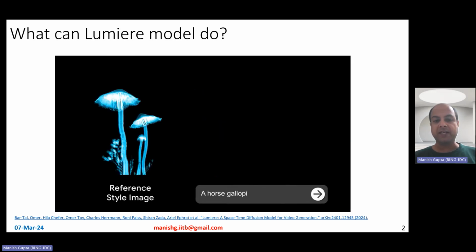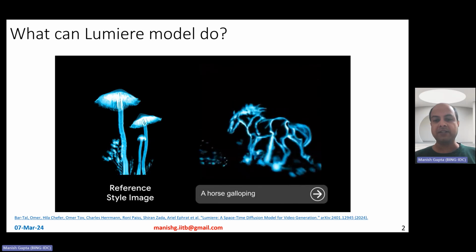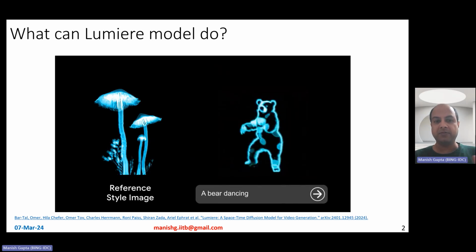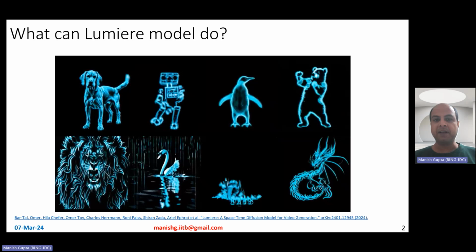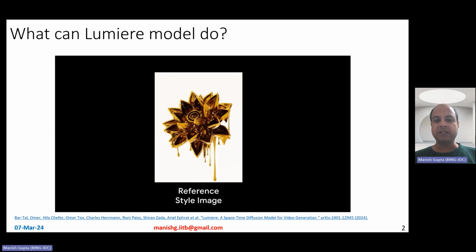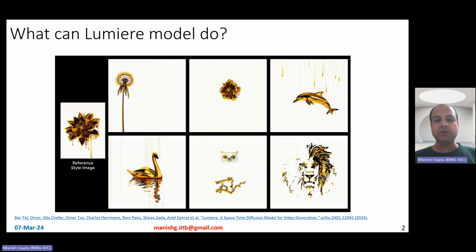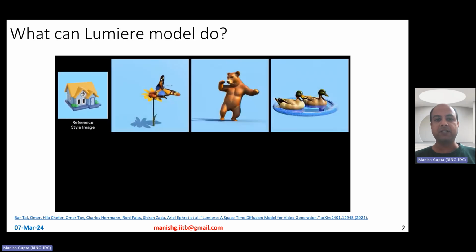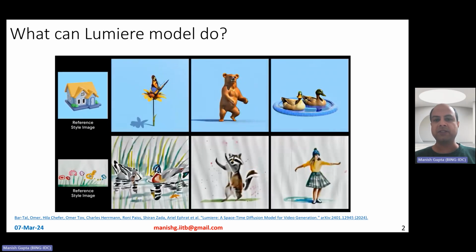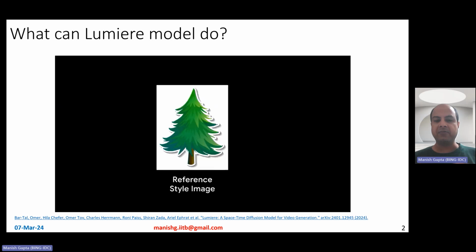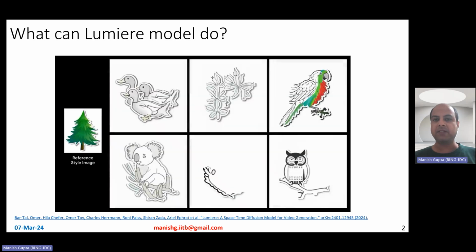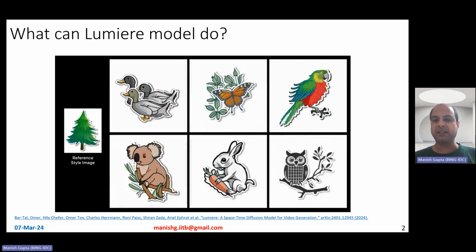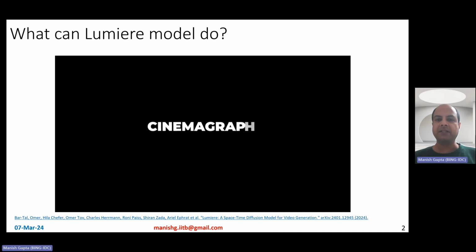You can give a reference style image here and then a text, a horse galloping. It can create a horse with the same bluish kind of style. Similarly, you can give a golden yellowish flower reference style image, and you see a white background with golden yellowish things, or a blue background with painting-like colors, or the reference style image is a Christmas tree with white background and green, and you see images created of that kind.